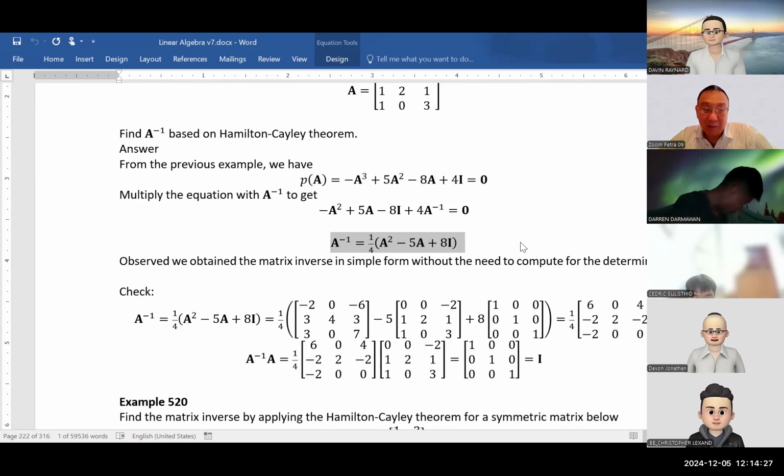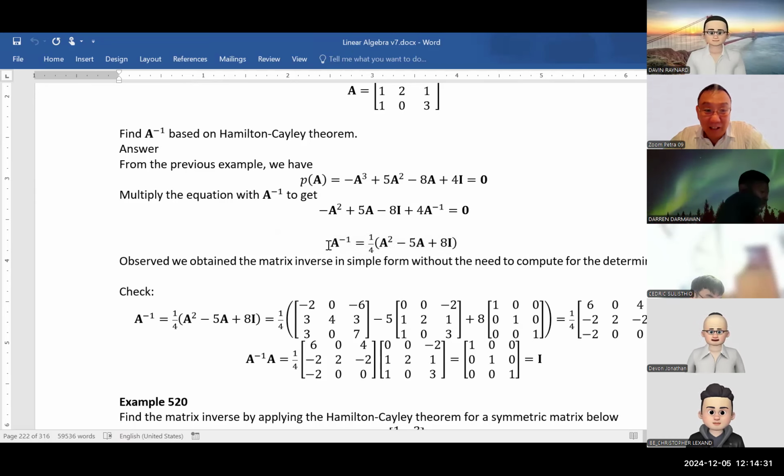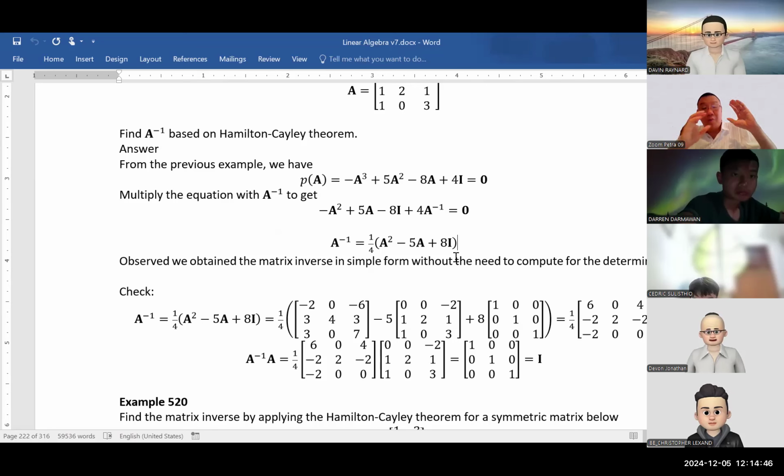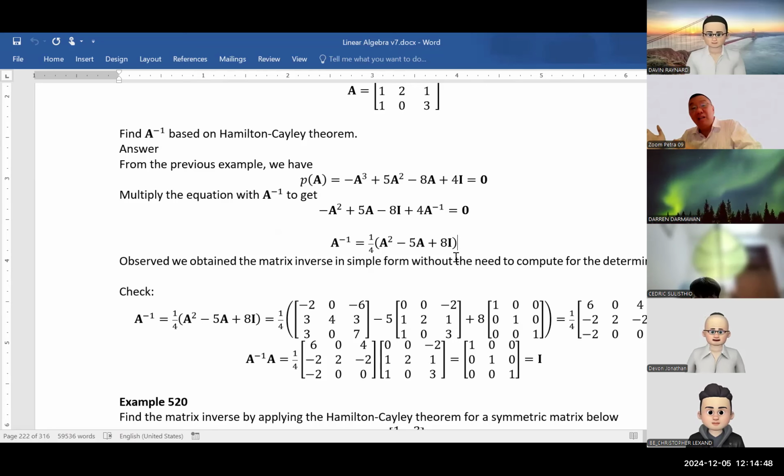I can do algebra, which is interesting now. So now I can get the matrix inverse as A squared minus 5A plus 8I, multiplied by 1/4. Okay, so this is a simple form of matrix inverse in the form of A. Yeah, Hamilton-Cayley theorem.